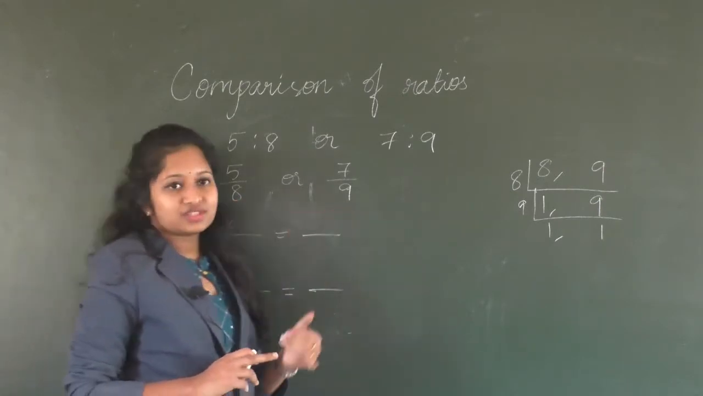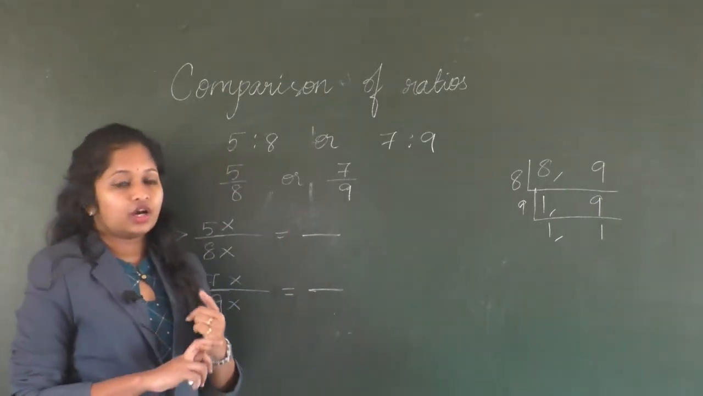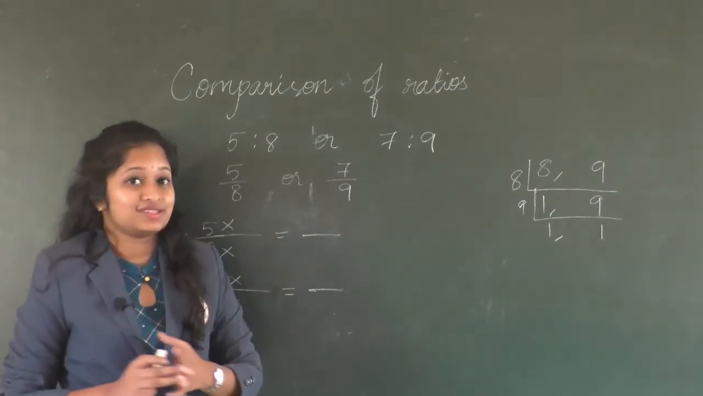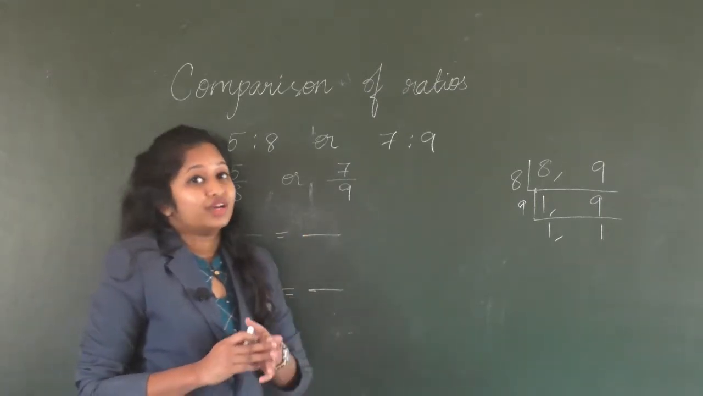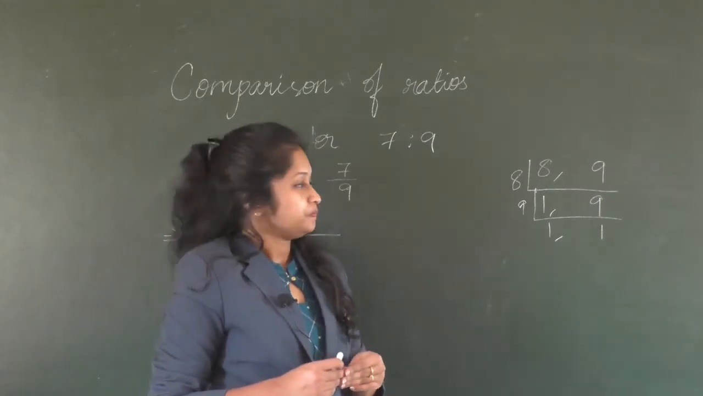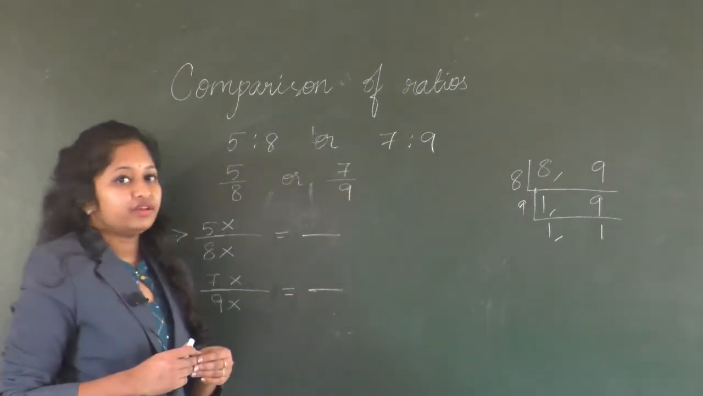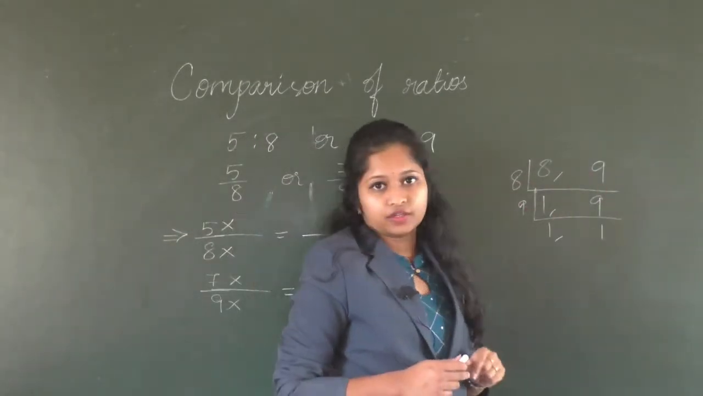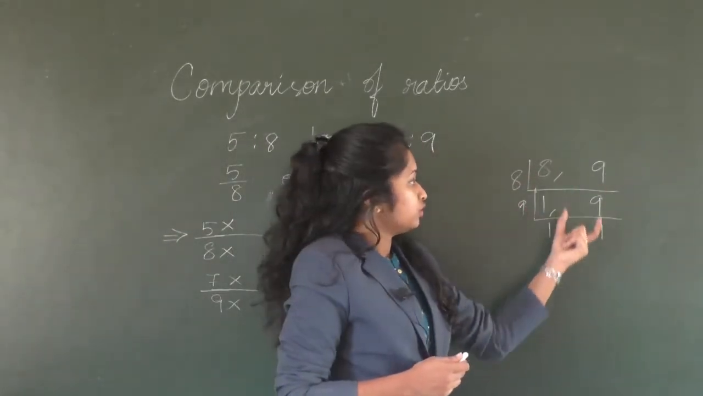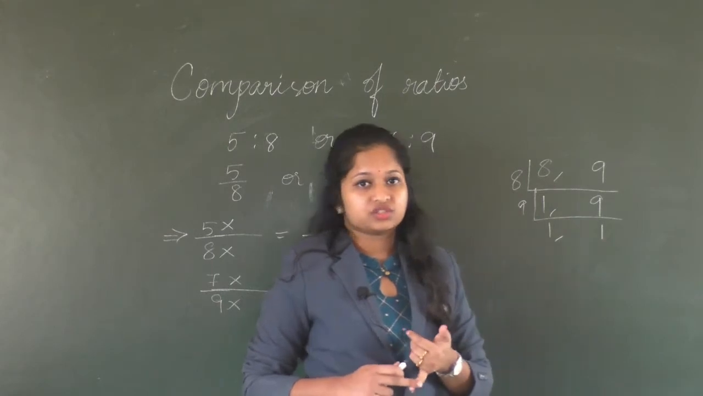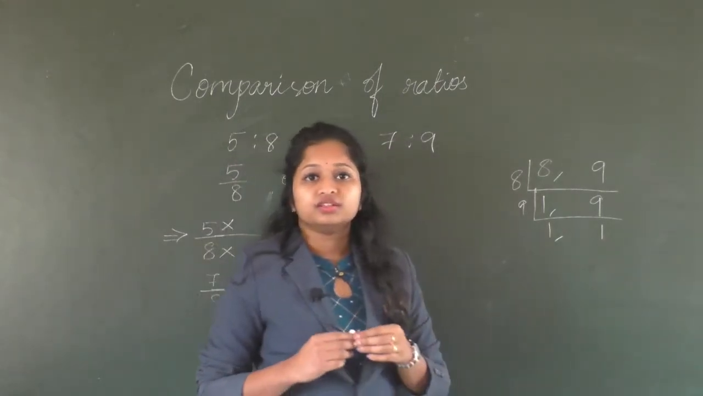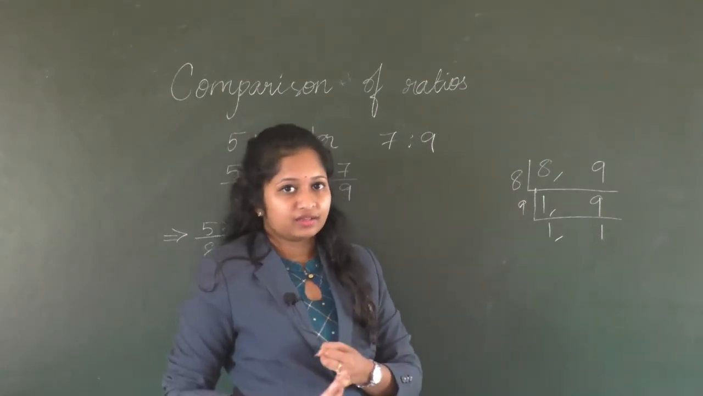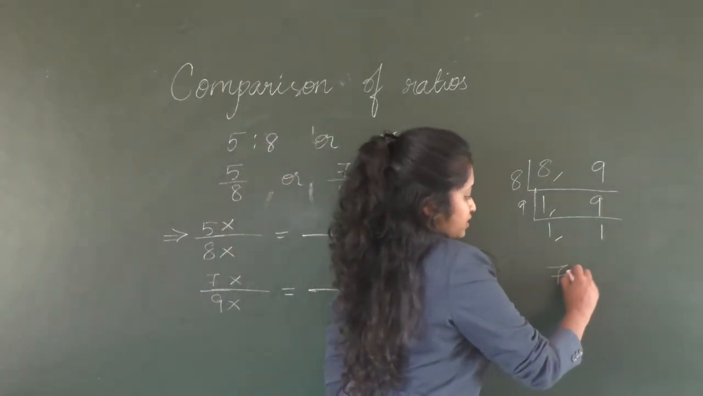In fractions, we have already learned how to find which fraction is greatest. Yes, by finding out the LCM. Now find the LCM of these denominators 8 and 9. So when you do this factorization, we get the LCM of 8 and 9 as 72.